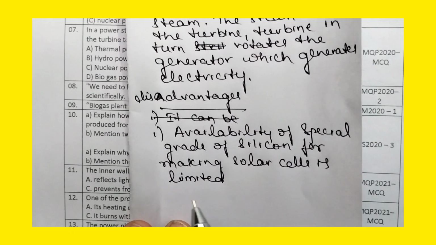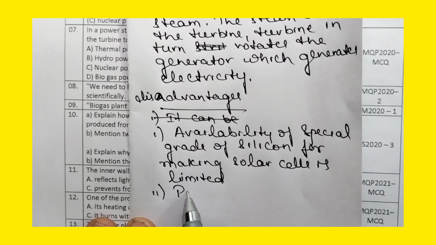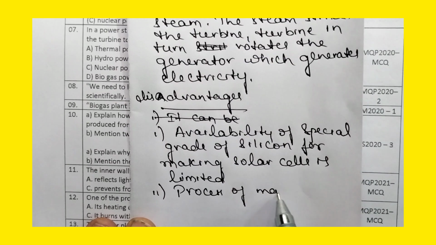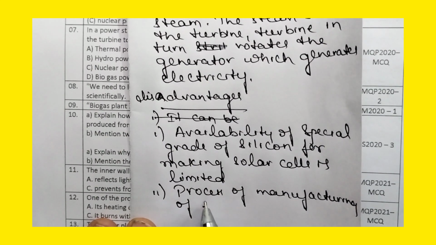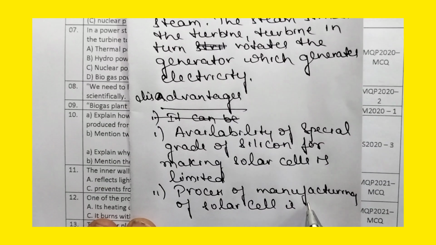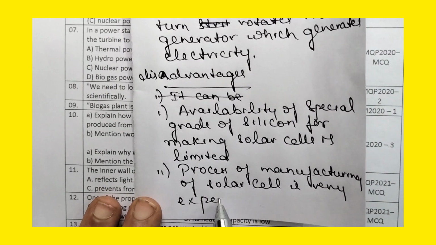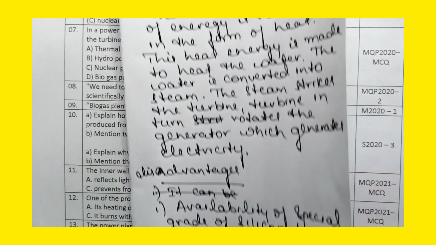This is the first one. Then the second disadvantage is that the process of manufacturing of solar cell is very expensive. So these are the two disadvantages of solar cells.